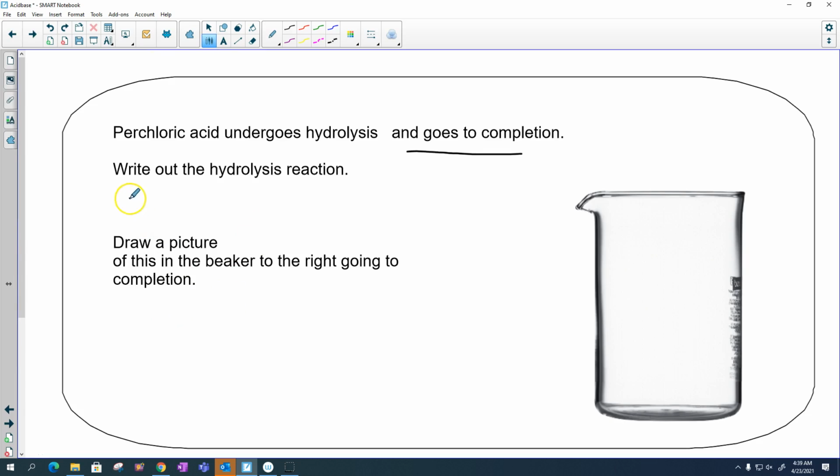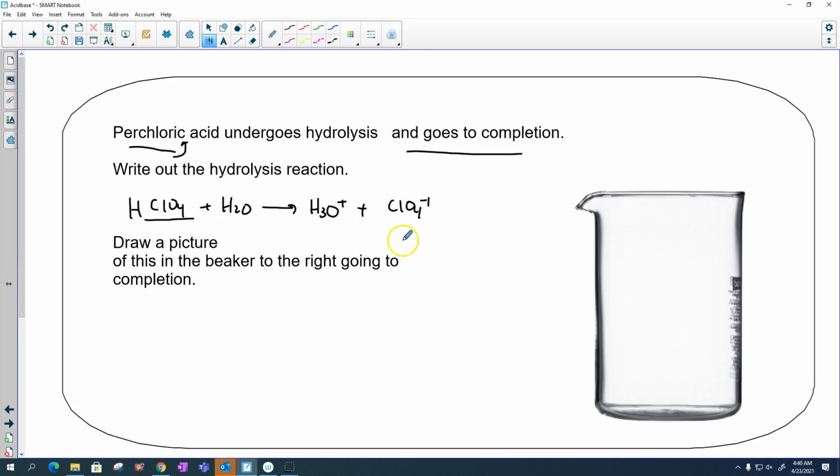Okay, perchloric acid, everything starts with an H, and this is going to be perchlorate. So that's HClO4 plus water is going to yield H3O plus and the conjugate of perchloric acid, which is ClO4 minus 1. Alright, so let's draw a picture of this. Now again, it's going to completion.